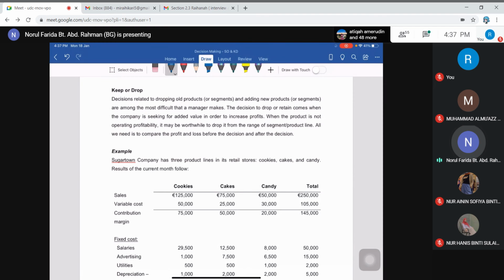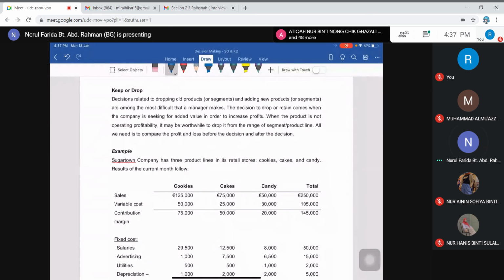Okay, before you can make that decision, okay, so apa yang you kena buat adalah you need to compare the profit and loss before the decision and after the decision. Okay, yang keep or drop ni you kena compare profit dan loss sebelum you buat decision dan selepas you buat decision. Macam tu. And then baru you boleh buat decision sama ada you nak keep ataupun you nak drop. Macam tu.